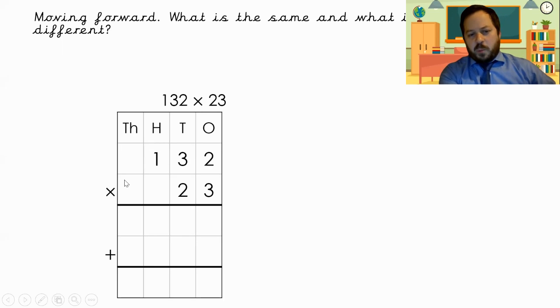Now, because of that, we can put our thousands column here even though there's nothing there. And this just means that if we do have to carry into that column, it's easy because it's already there and we can think about that straight away. But is anything else different? Is the process we're going to go through different? And the answer is no. So let's try it, see if it works.